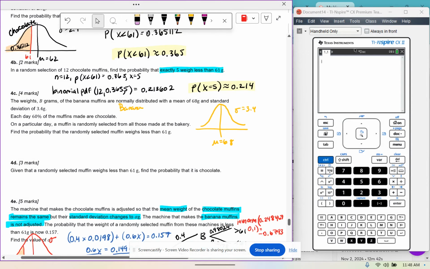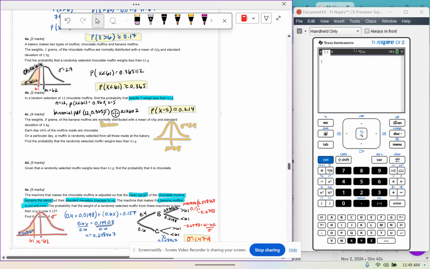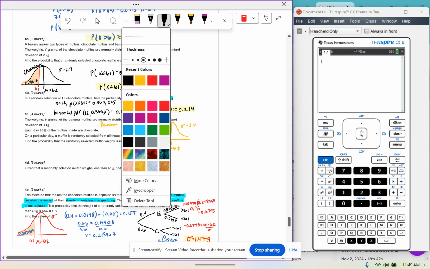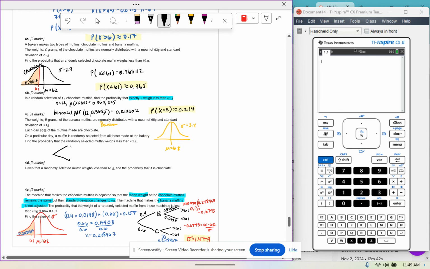Each day, 60% of the muffins made are chocolate. Okay, so muffins fall into two categories. You can have banana or chocolate. 60% of the muffins made are chocolate. That means 40% of the muffins made are banana.